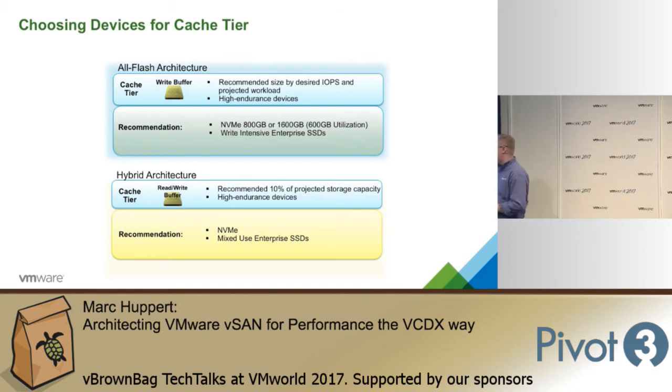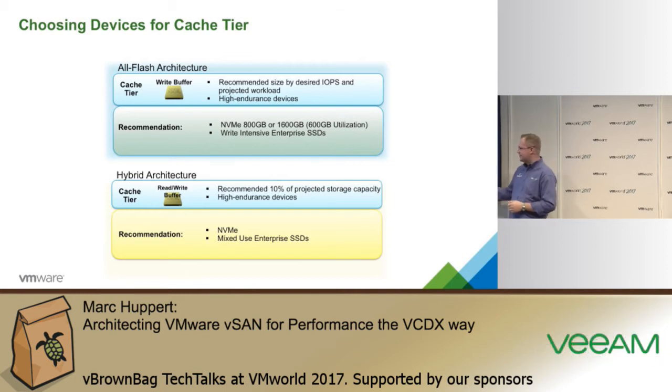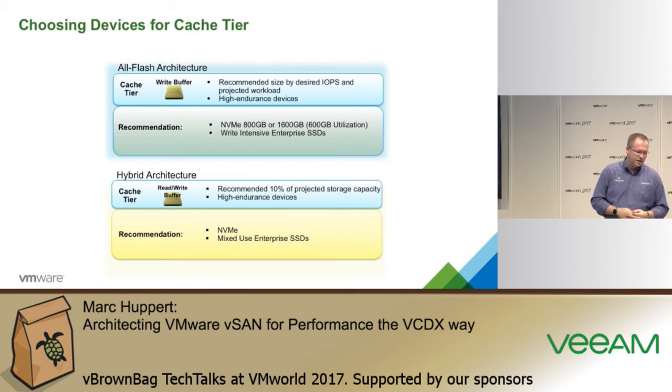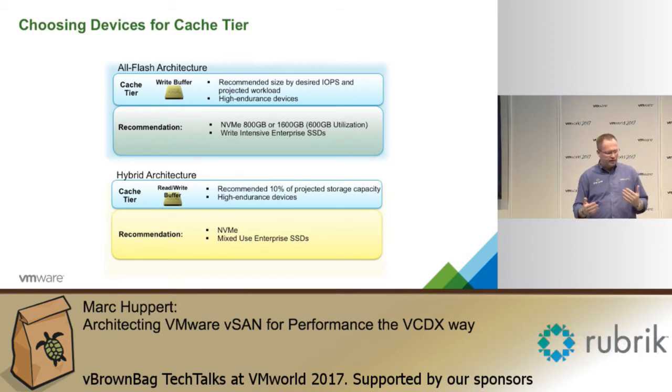For hybrid architecture, we have this 10% projected storage capacity. Choose high-endurance devices, NVMe or maybe mixed-use enterprise devices, because within the hybrid mode, each node could only serve up to 40,000 IOPS per second.